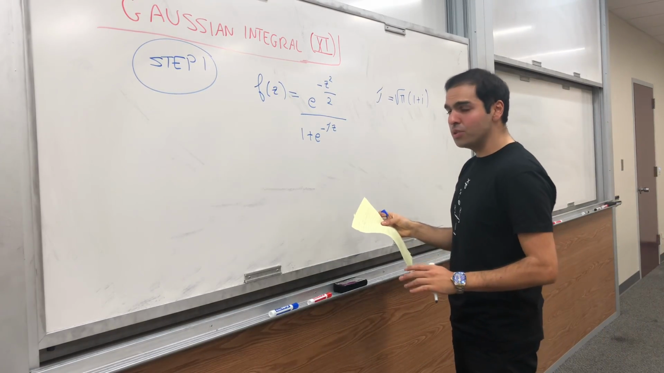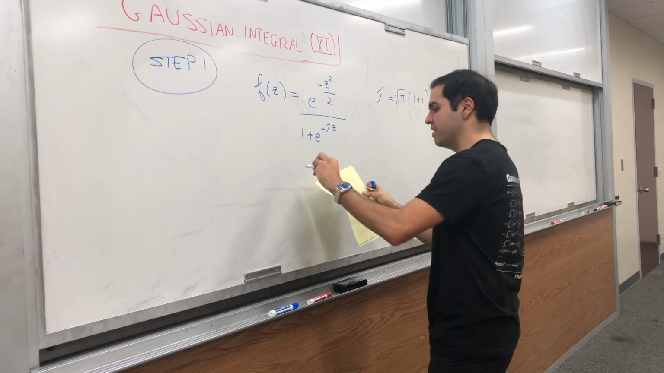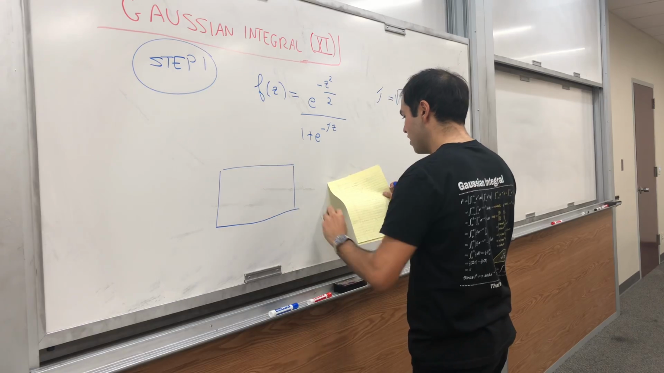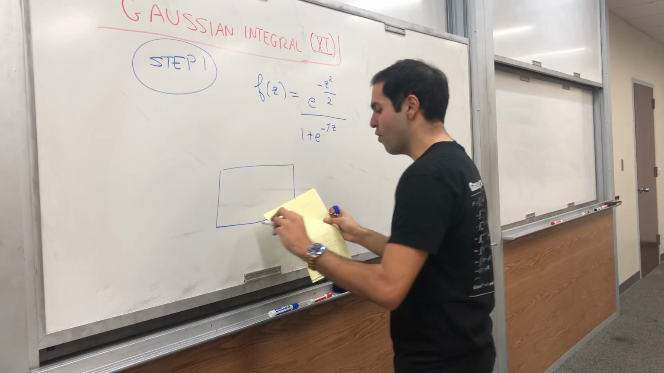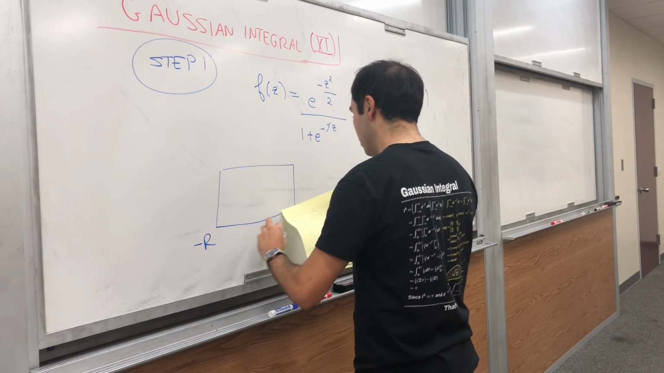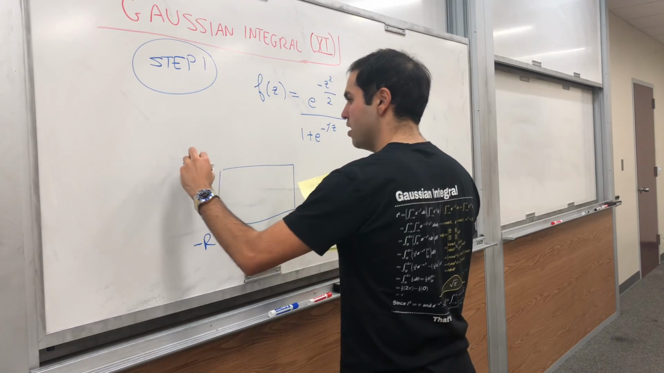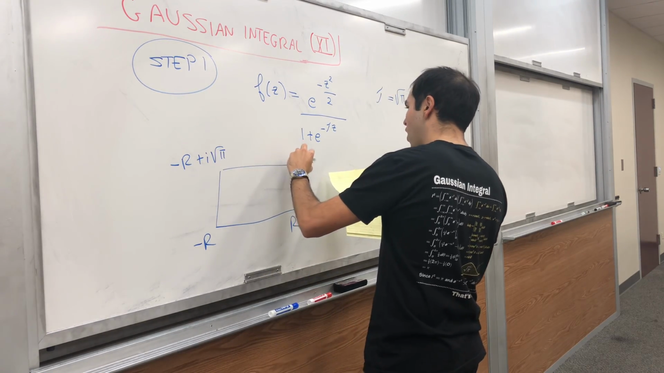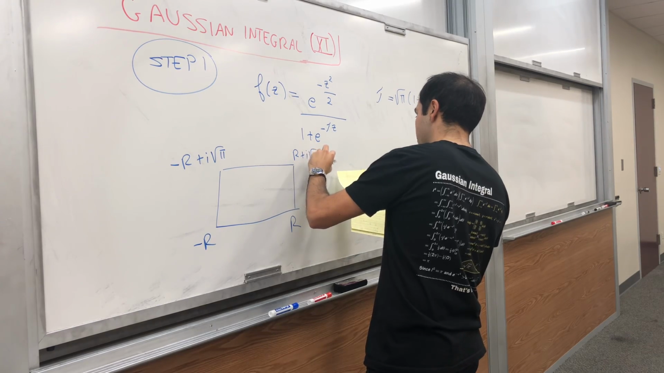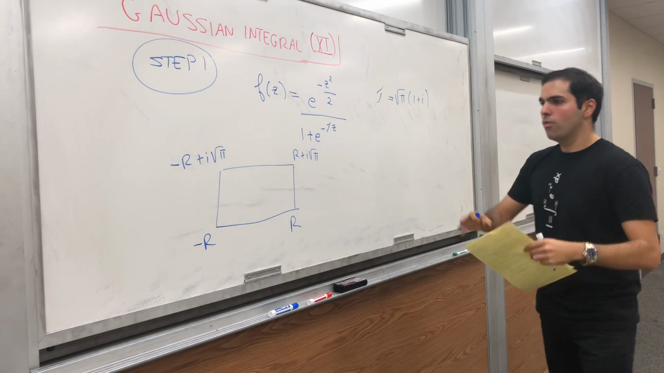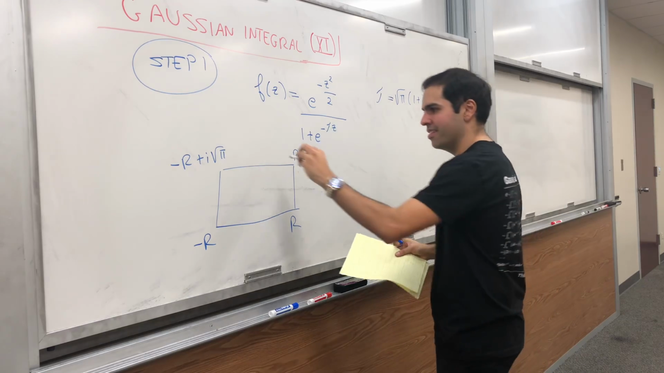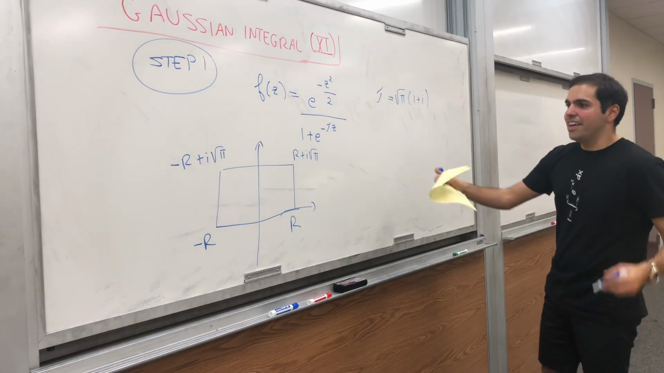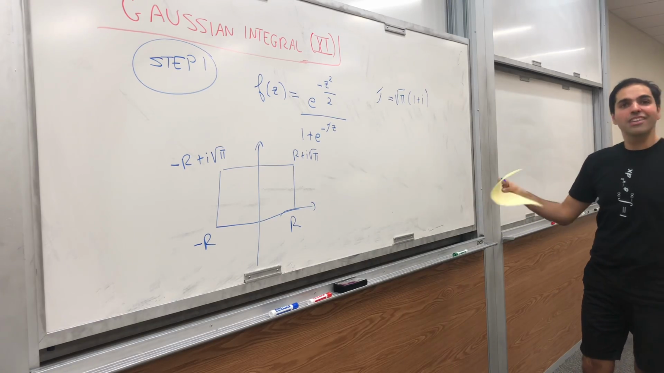And what we would like to do is integrate this function over the following rectangle, a rectangle of the following form. This is minus r, this is r, minus r plus i square root of pi, and r plus i square root of pi, where r is very large. Alright, and to do this we need to find the residues.